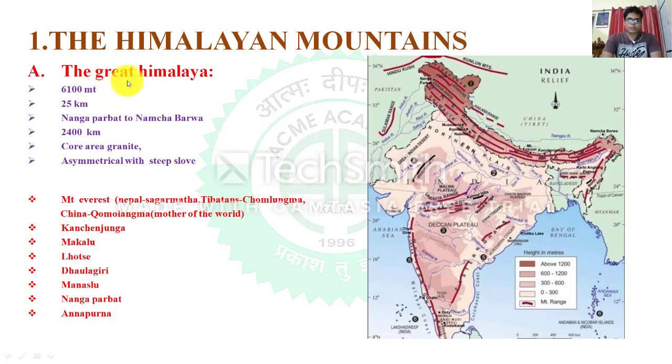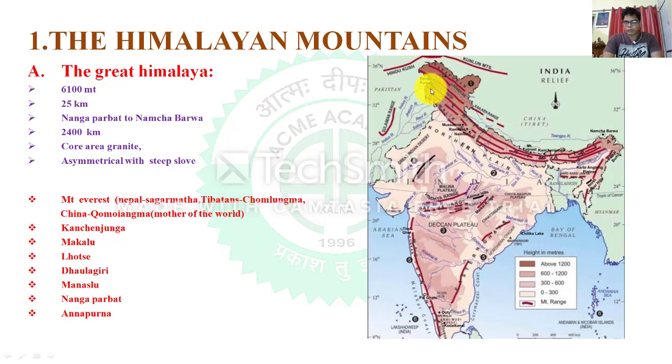Next come to the Greater Himalaya, or the Great Himalaya. The average height is more than 6,100 meters, and the width is 25 kilometers from here to here. That is the Greater Himalaya.